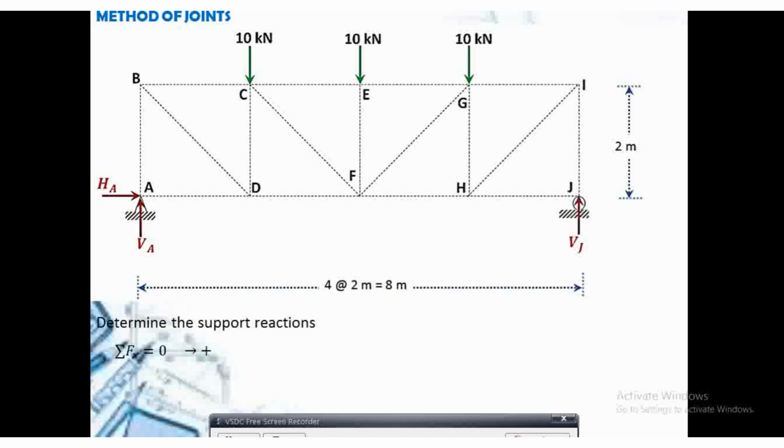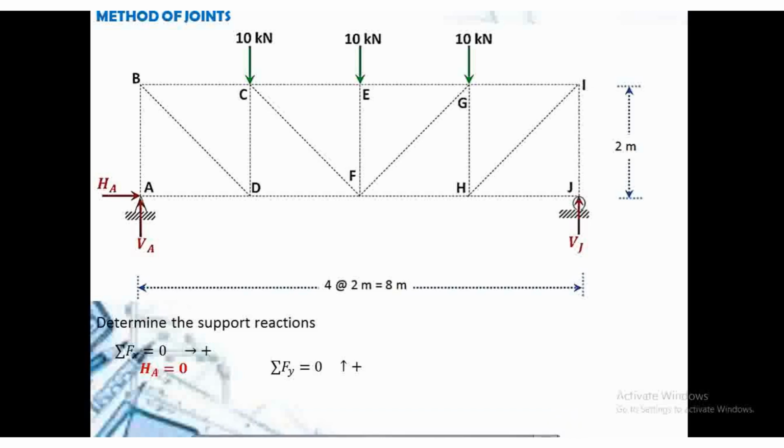So for this case, the summation of forces along the x-axis is equal to 0, wherein to the right positive. Iisa lang ang force along the x-axis, that is HA. Therefore, my HA is equal to 0. Summation of forces along the y-axis. Paano itong summation of forces along the y-axis? Upwards, positive. So, VA is upward, minus 10, minus 10, minus 10, plus VJ is again upwards. Simplifying this, VA plus VJ is equal to 30 kilonewtons.